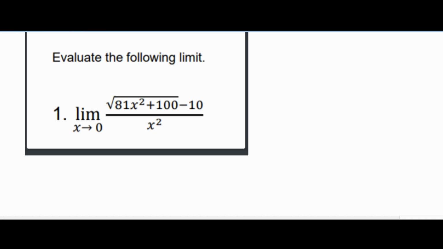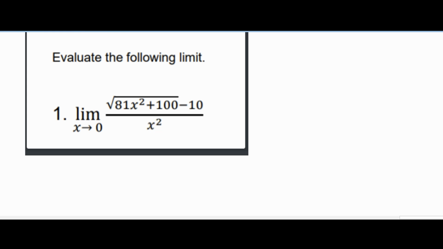We're asked to evaluate the following limit as x approaches 0. First thing that I like to do when we have these problems, whenever we have x approaching something, we want to try to plug this in. Because if we did not have this x squared, we would be able to find our limit without doing any math, just by plugging in.